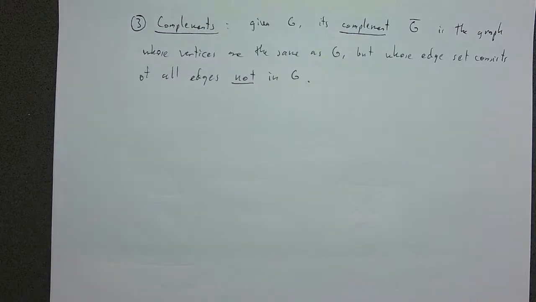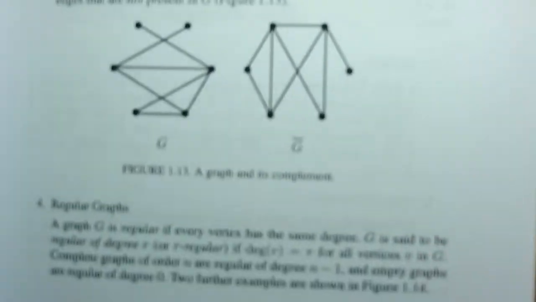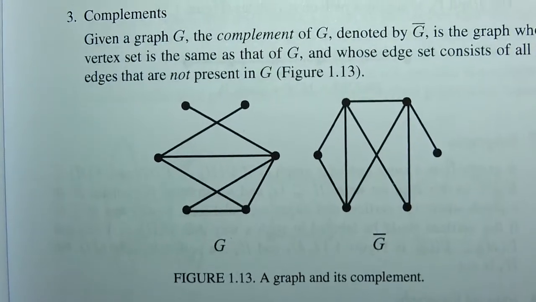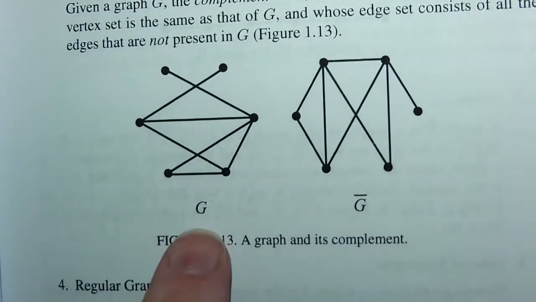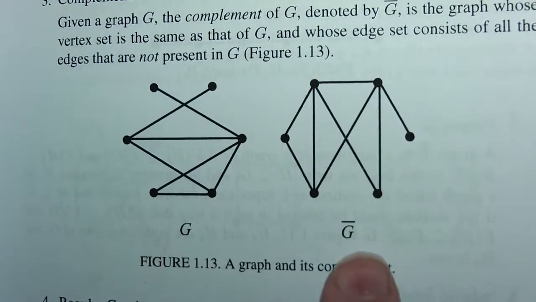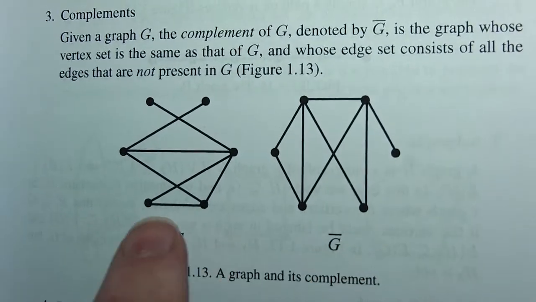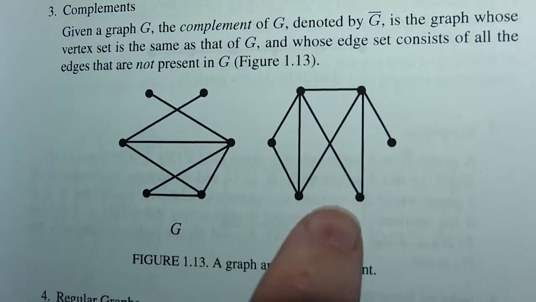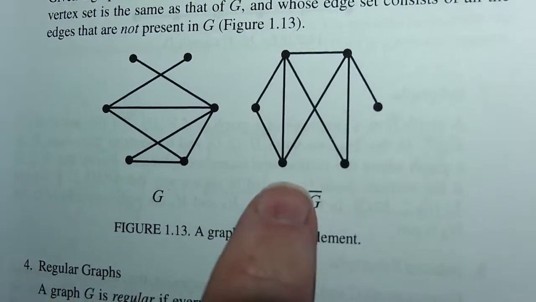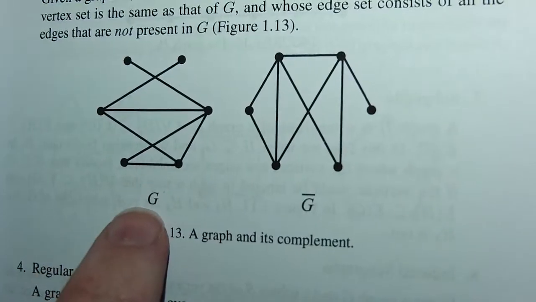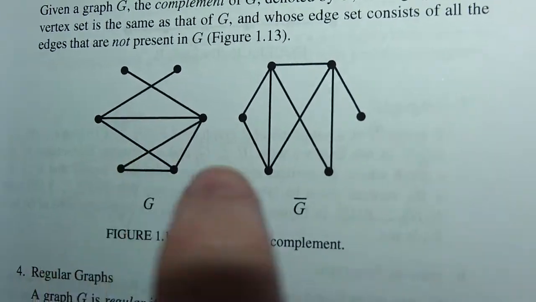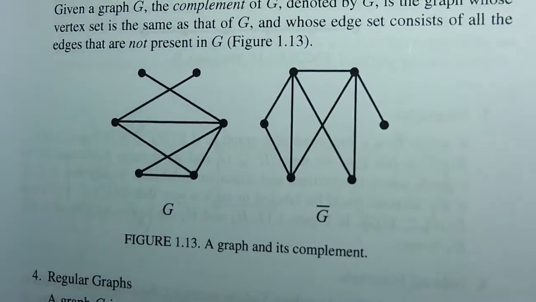So here's a really good example from the textbook that you can ponder. So on the left is G, on the right is G bar. Notice the vertices are exactly the same, so G has these 6 vertices, G bar has the same 6 vertices, but G bar's edges are exactly the edges not present in G. So this one's in G, so it's not in G bar. But this one is not in G, so it is in G bar, and so on.